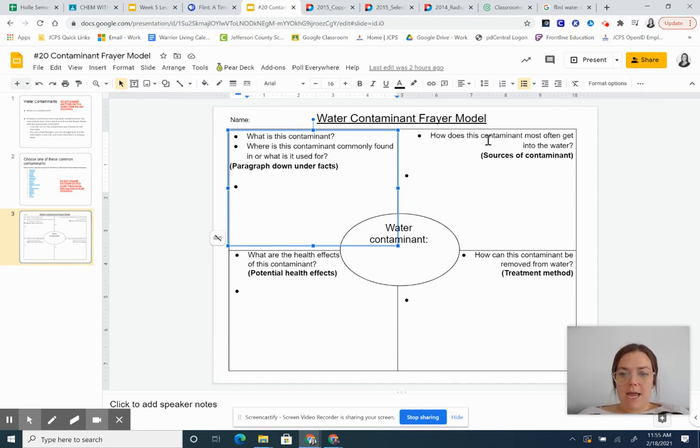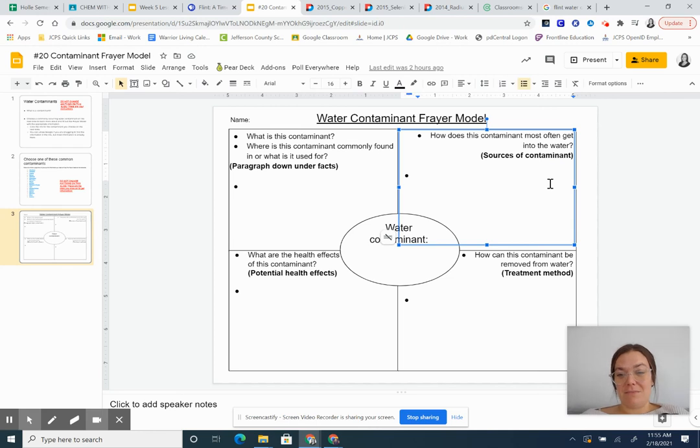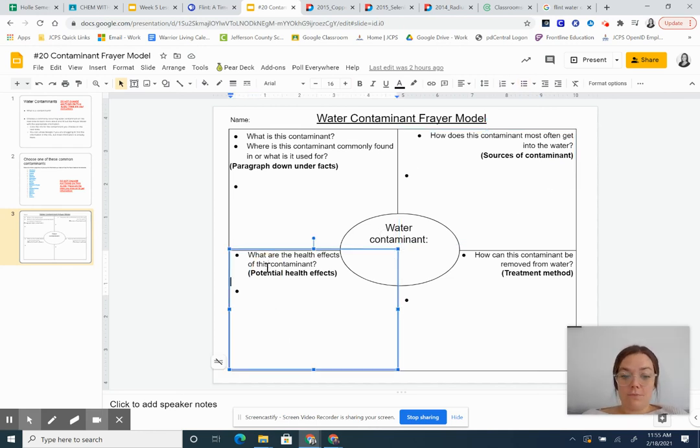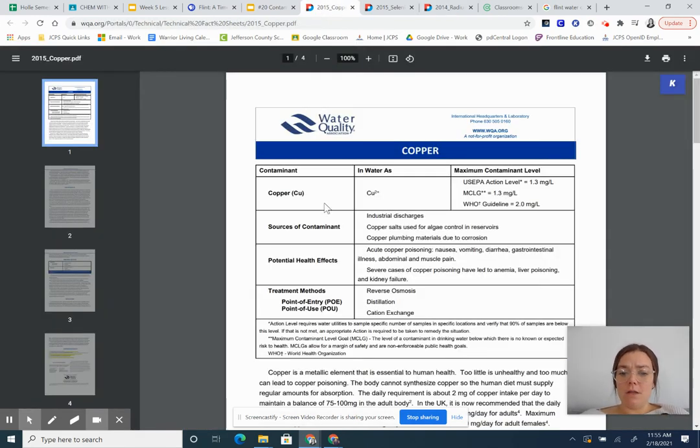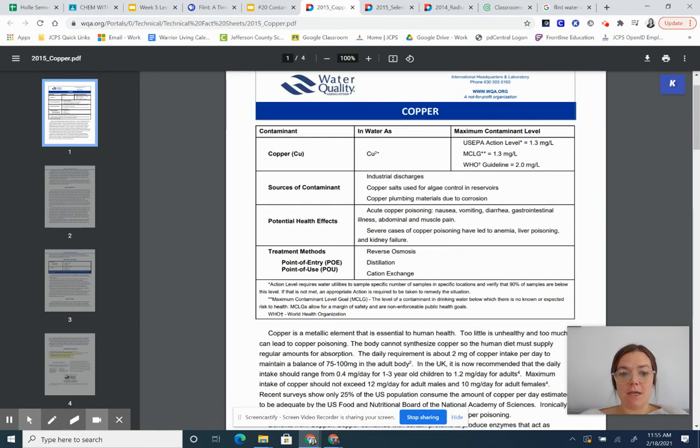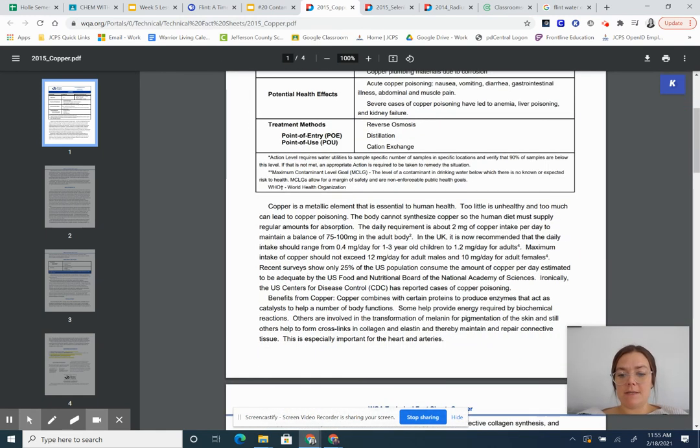You're then going to tell me, how does this contaminant find its way into our water? What is the process that sometimes results in it ending up in our water? Why is it harmful, or what are the health effects when that contaminant ends up in our water or we consume it? And then lastly, how the heck do we get it out of our water so it doesn't become an issue? So all of this is listed in this document. Most of it will be listed at this top right here, but it is sometimes beneficial to read down here.